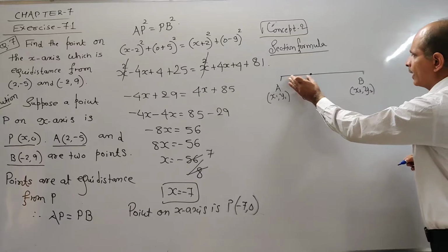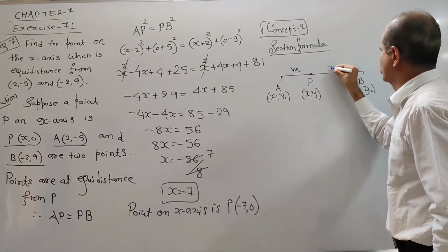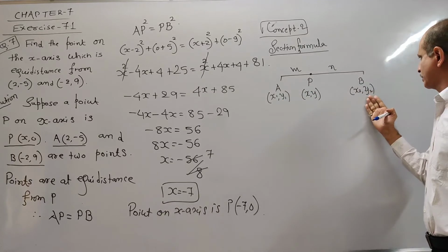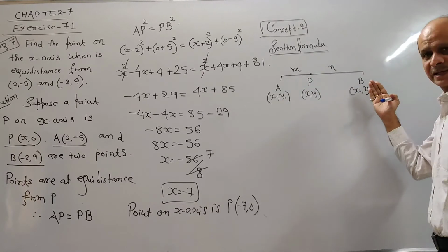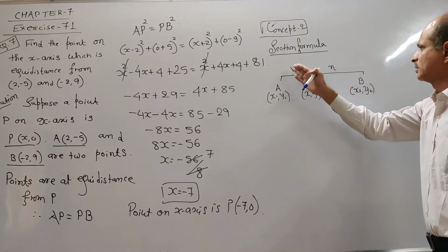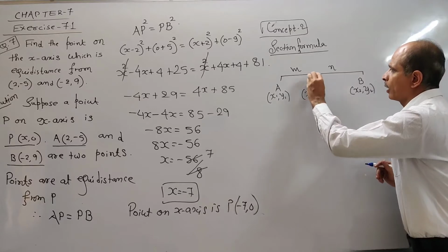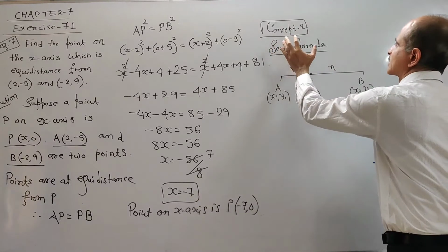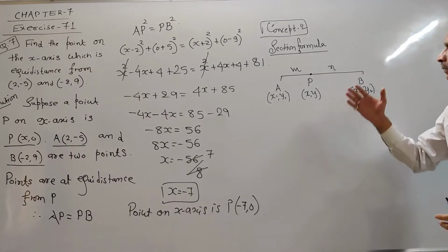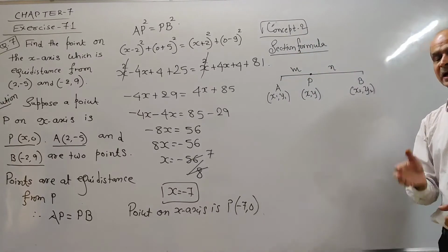This point divides the line segment in some ratio, for example m to n. So there are two endpoints A and B of a line segment, and a point P divides line segment AB in the ratio m to n. Then how to find the coordinates of this point P is known as the section formula. Because this point P divides the line segment in a ratio, that's why it is known as the section formula.